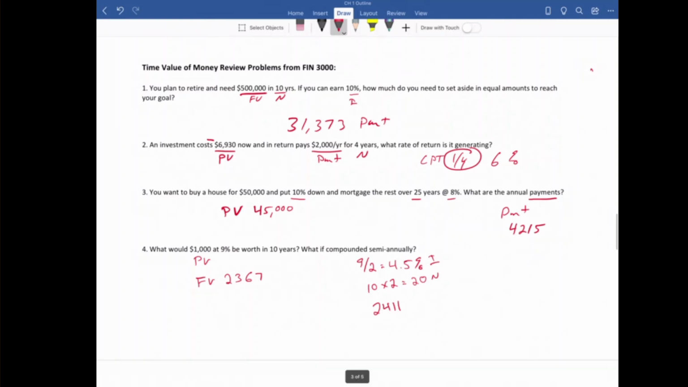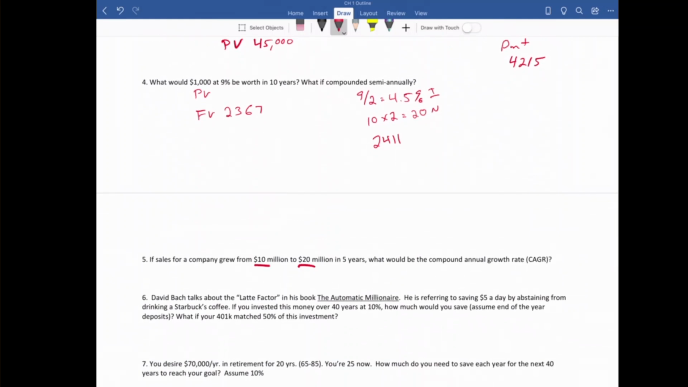Question number 5. We're going from 10 million to 20 million in 5 years. What is the compounded annual growth rate, which means basically your I/Y? Once again, we're calculating I, so one of these has to be negative, so we're going to make this a negative 10. This would be present value. 20 would be the future value. 5 would be N. Therefore, I is about 14.9%.